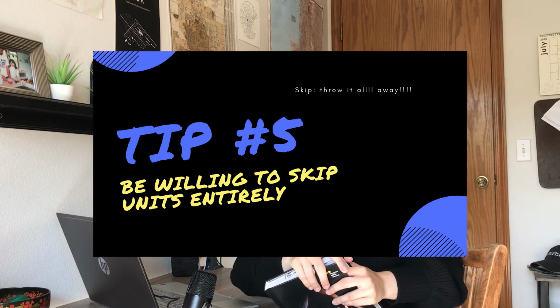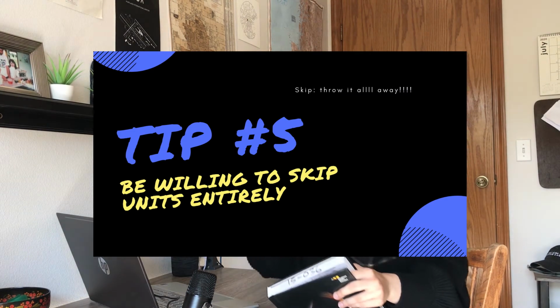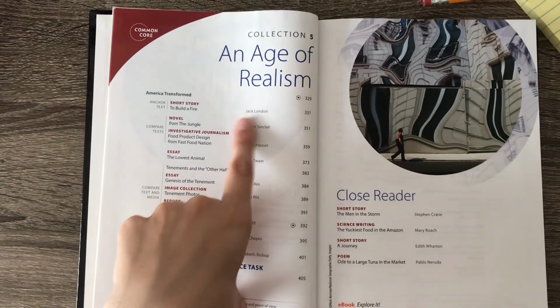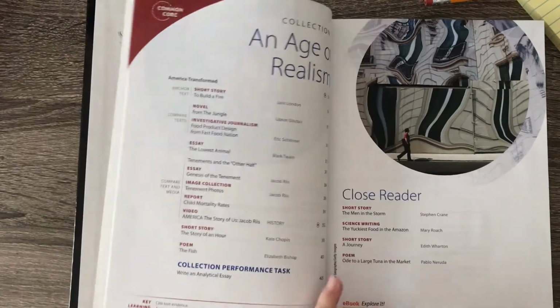Number 5, skip stuff. Be willing to skip stuff. Here's what I might mean by this. One of these units has me teach Jack London. Now, the whole time I've been teaching in New Mexico, I have never once, even the times I've planned for it, got the chance to teach Jack London. Now, let me tell you something. I hate Jack London as much as the next person.